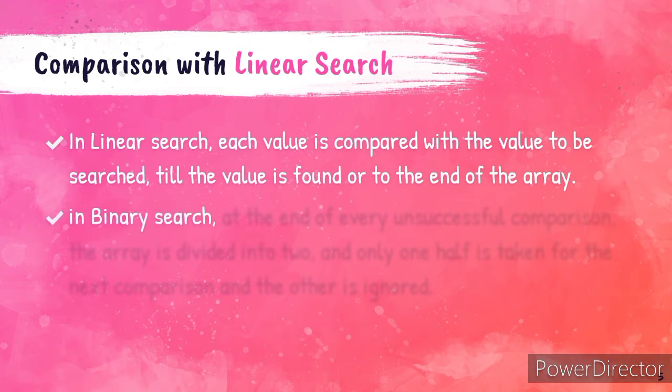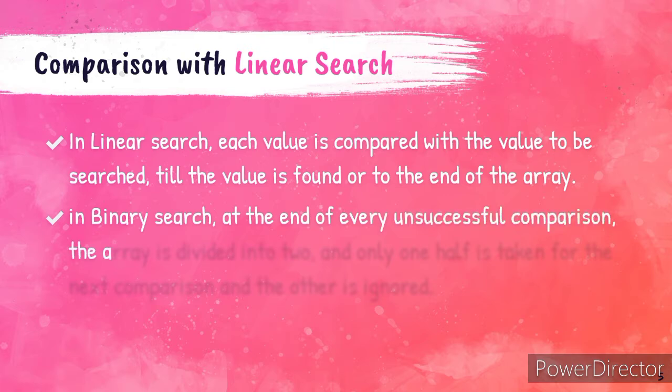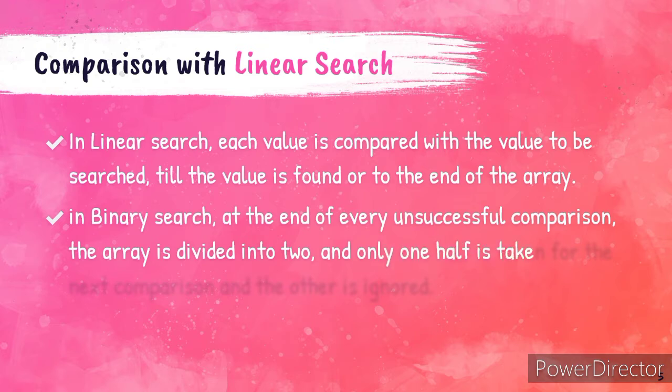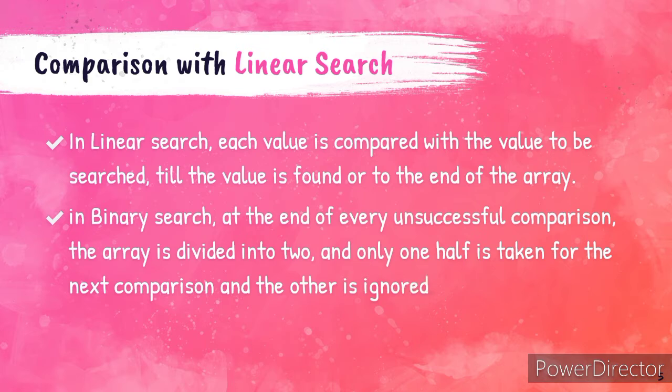Whereas in case of binary search, at the end of every unsuccessful comparison, the array is divided into two and only one half is taken for the next comparison and the other is ignored. So every time you go on dividing the array into two halves, taking one half for the next and ignoring the other.